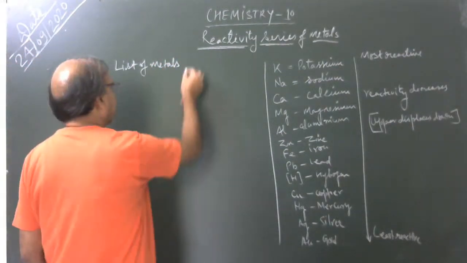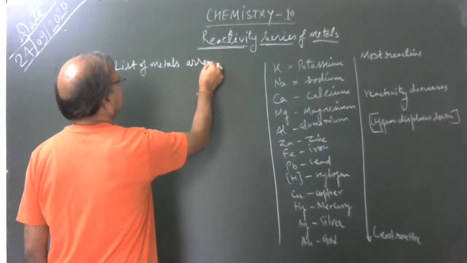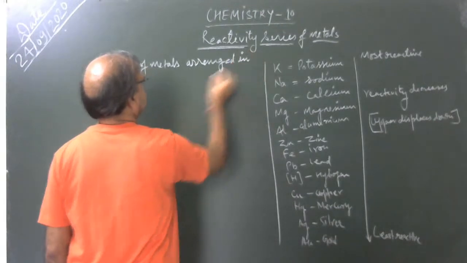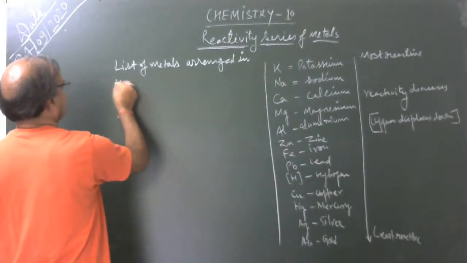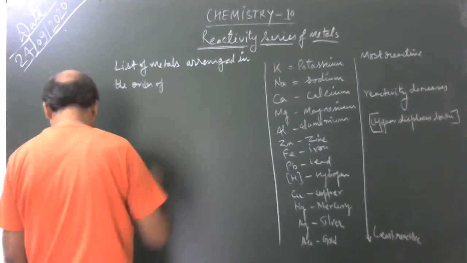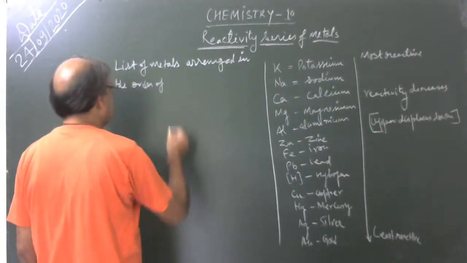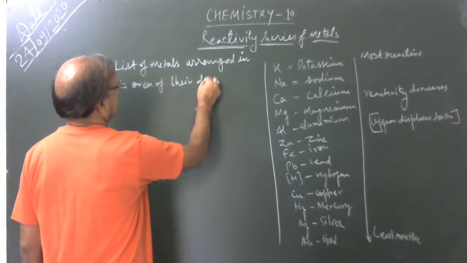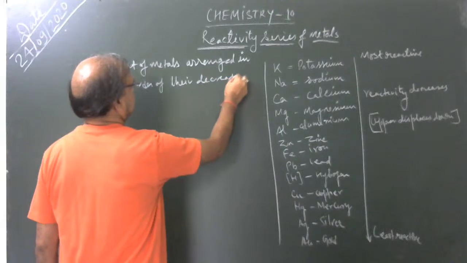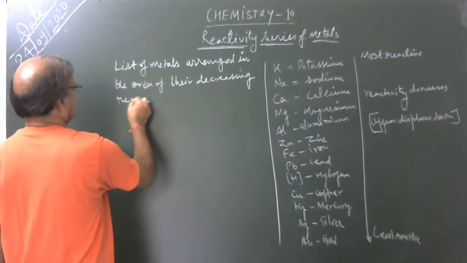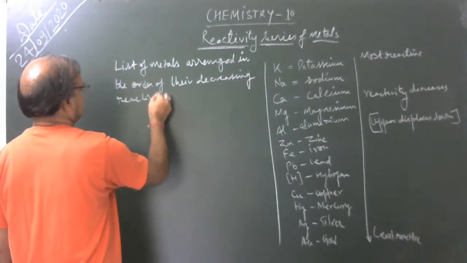A list of metals arranged in the order of their decreasing reactivity.